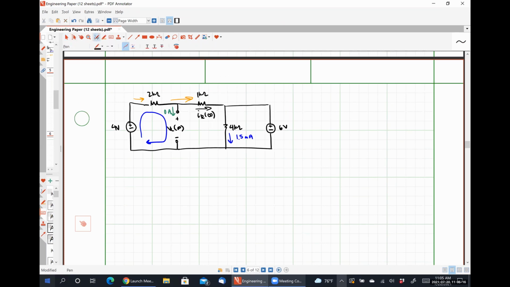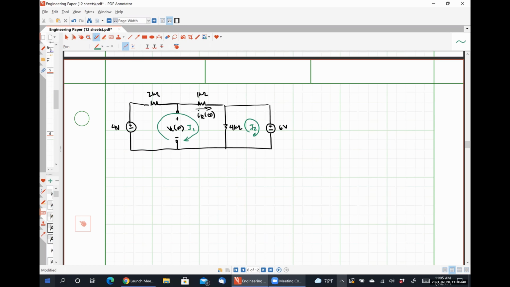Let's erase some of this jibber jabber here. Another way, I'm genuinely surprised that you guys didn't consider. This is mesh 1. This is mesh 2.